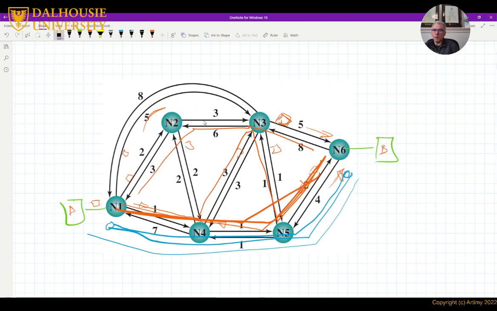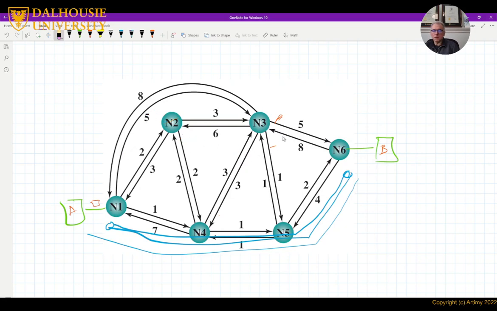So this could be a useful strategy: to flood first, and then, based on the information that the destination receives, it will decide which routers will participate in the virtual circuit.